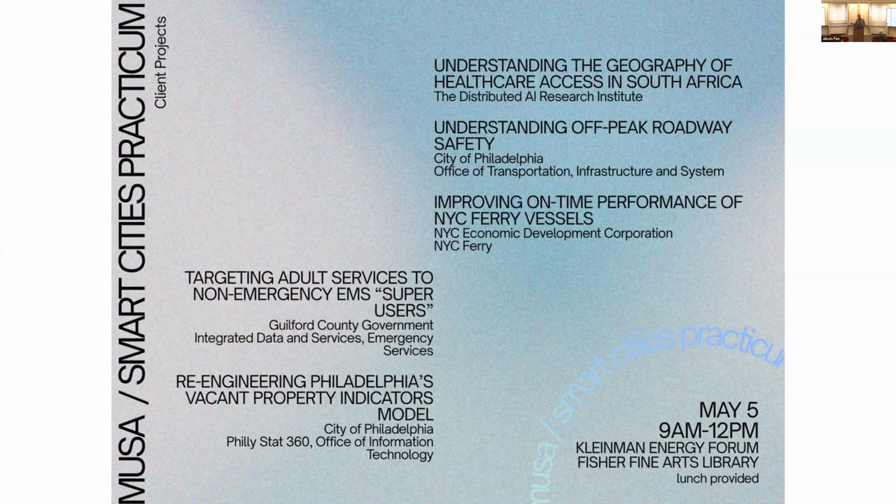After that, we'll take a short break for 15 minutes. And our last 2 groups, one from Guilford County, North Carolina, targeting adult services to non-emergency EMS super users. And our last group, re-engineering Philadelphia's vacant property indicators model. And that is a project with the City of Philadelphia Office of Philly Stat 360, which is a part of the Parker administration's core data science and decision-making team, and the Office of Information Technology.